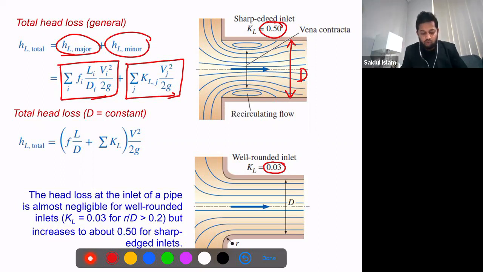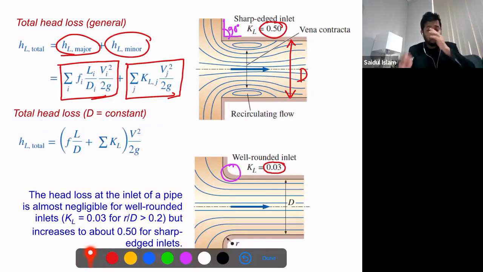The only difference between these two systems is that in this case, it is a sharp 90-degree angle. And here, if you look at this section, this is a well-rounded shape. That's the only difference, and it is a small difference. Even though it is not inside the pipe, it is the inlet where the fluid is just going inside the pipe.